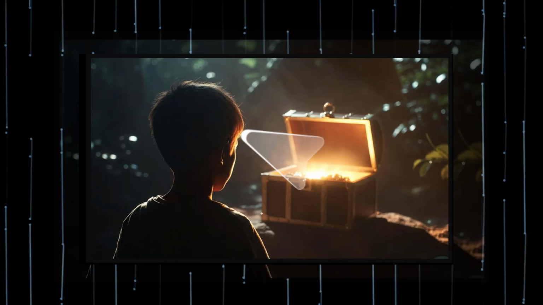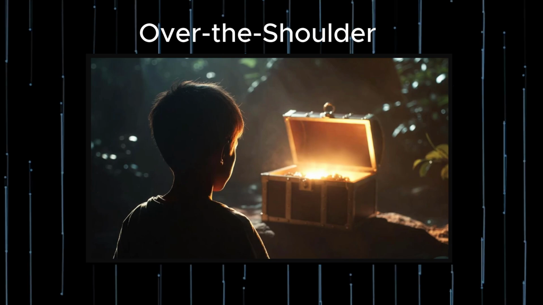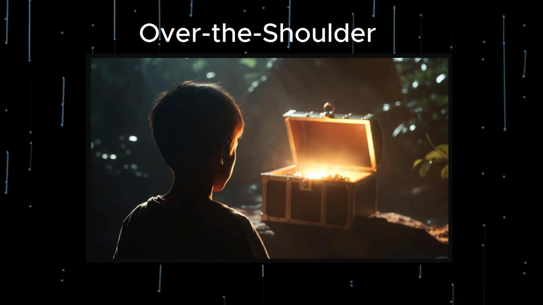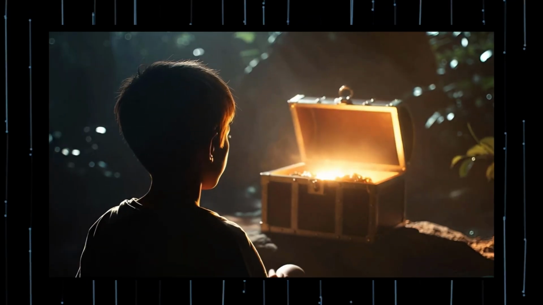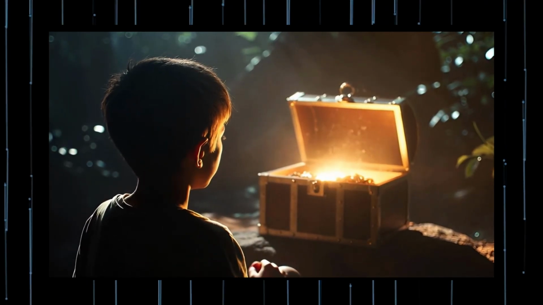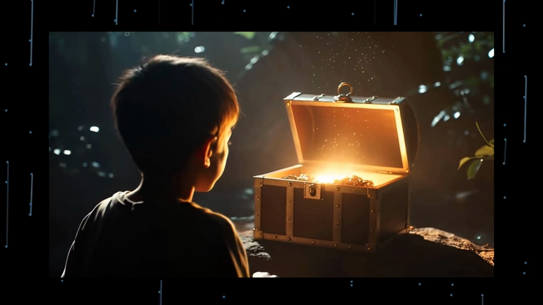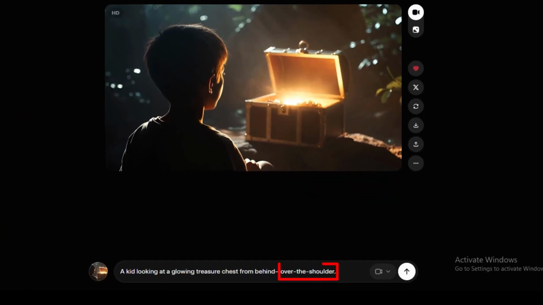Then, over the shoulder, you peek from behind, like spying on a treasure map. Feels sneaky and exciting. For example, a kid looking at a glowing treasure chest from behind. Over the shoulder. Add over the shoulder, and you're right there in the secret.